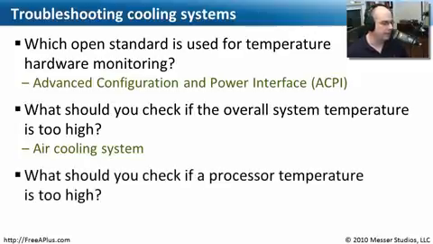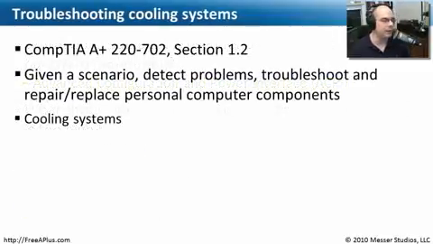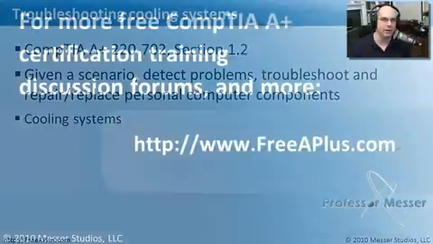And lastly, what should you check if a processor temperature is too high? Well, processor temperature is coming right off the chip itself, and if that's really heating up, then maybe we should look at the way the heatsink is installed on that chip and make sure that that chip is able to dissipate the heat and the air flowing through the computer is able to move that heat out of the computer system. That covers what we needed to know for our 220-702 section 1.2, where we've needed to detect problems and troubleshoot and maintain the cooling systems that are inside of our computers.